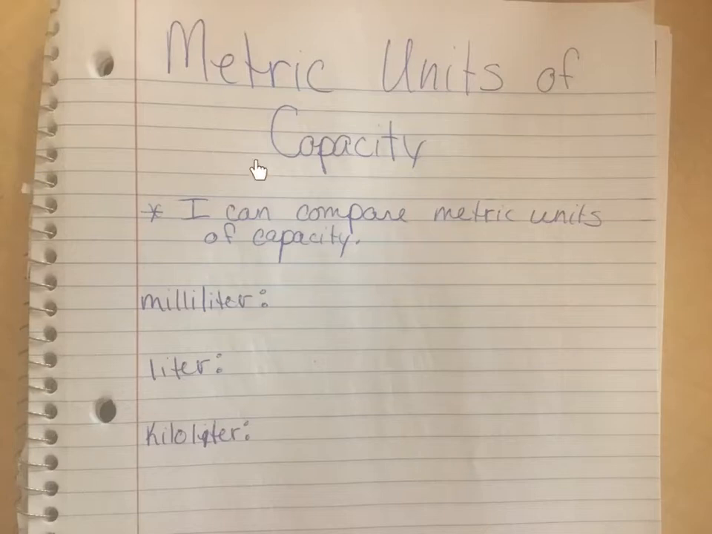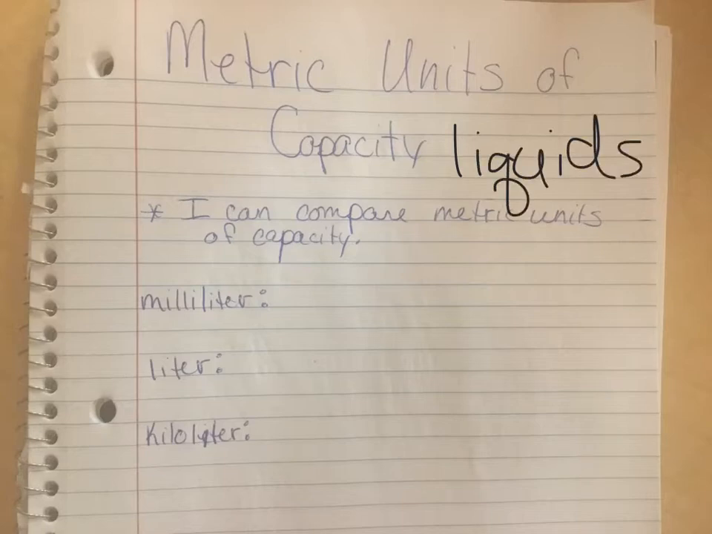So in your notebook, yep, here's my notebook. See the spiral? I want you to go ahead and write your title, Metric Units of Capacity. Your I can statement: I can compare metric units of capacity. Remember, capacity is a way to measure liquids. We want to measure liquids with this. We're not going to measure a rectangular prism. We're going to measure some liquids with this.